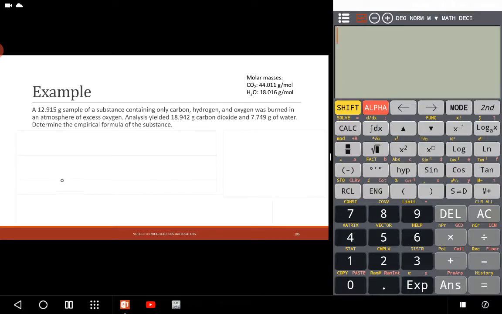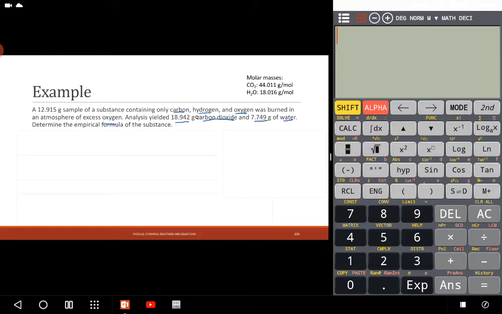So here's an example problem. It tells us the 12.915 gram sample contains only carbon, hydrogen, and oxygen. And so it's burned in excess oxygen to yield 18.942 grams of carbon dioxide and 7.74 grams of water. So I'm supposed to find the empirical formula of this compound.